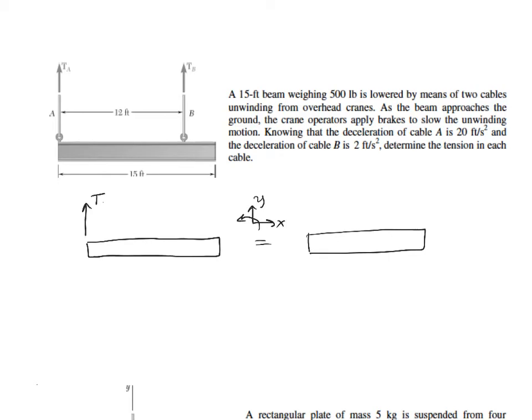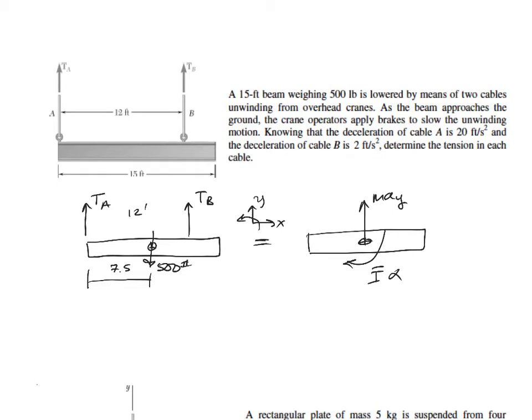So over on my FBD side, I have two tensions separated by 12 feet. I've also got present at 7.5 feet, I've got my 500 pounds. So those are everything that's on my FBD side. On the KD side, I'm going to go ahead and put everything right at the center of gravity. I've got mass times AY, and I've also got I bar alpha.